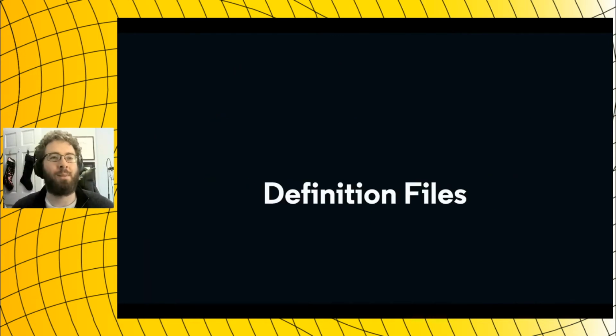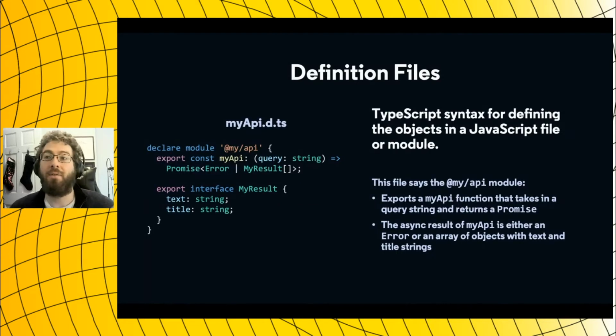The first tool we're going to talk about today to help with this is the concept of a definition file from TypeScript. A definition file is a piece of TypeScript syntax that defines the objects in a JavaScript file or module. In here, we see a definition file, or a DTS file, definition TypeScript, that says a few things. This myAPI function declared in a @my/API module takes in a query string and it returns a promise. Specifically, that async result, that promise, is either an error or an array of objects, where each of those objects, which we're going to colloquially call my result, contain text and title strings.